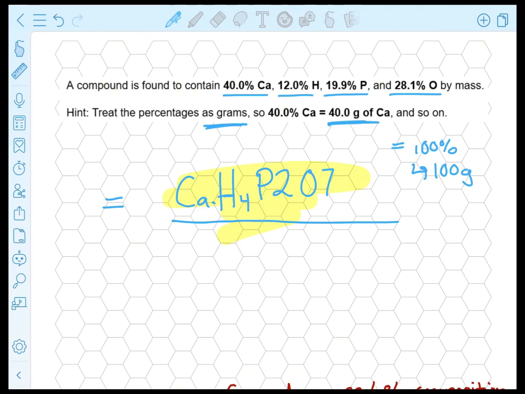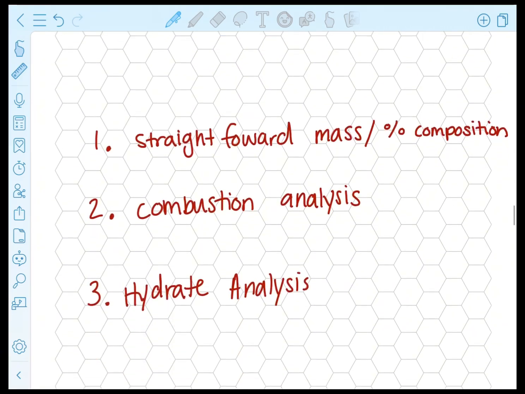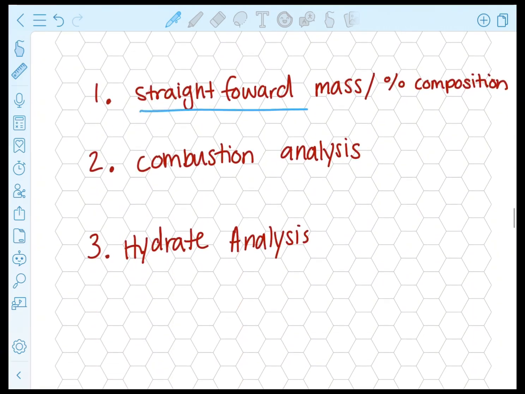So on the AP exam, you're going to most likely have 3 types of problems based on empirical formulas. The first one is just straightforward mass and percent composition finding. The second one is just combustion analysis. And just to go over combustion analysis, remember it's just burning oxygen and analyzing the amounts of carbon and hydrogen. And the last one is hydrate analysis. So you're going to be heating a hydrated ionic solid and analyzing the mass change to determine the mole ratio of water to the solid left behind.